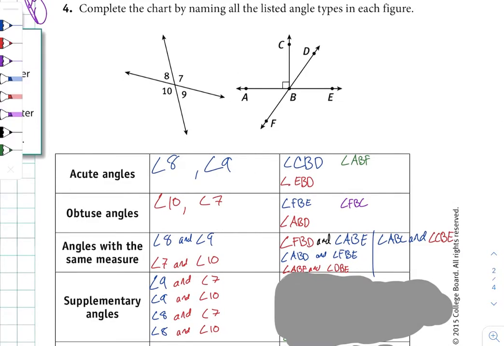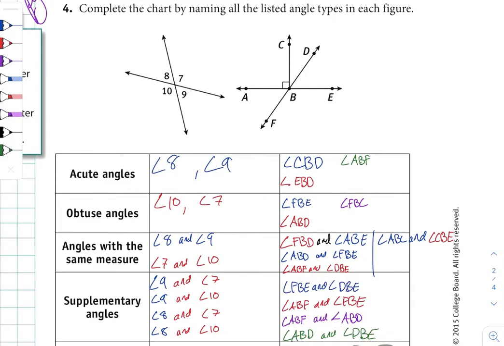Supplementary are two angles that add to 180. So let's take a look at what we got here. FBE and DBE. So we have FBE is here. DBE is there. Those two angles make a straight line, which is 180 degrees. So that's going to be a pair of supplementary. We have ABF and FBE. These two, again, are going to make a straight line here, a straight angle, 180 degrees. So they will be supplementary.